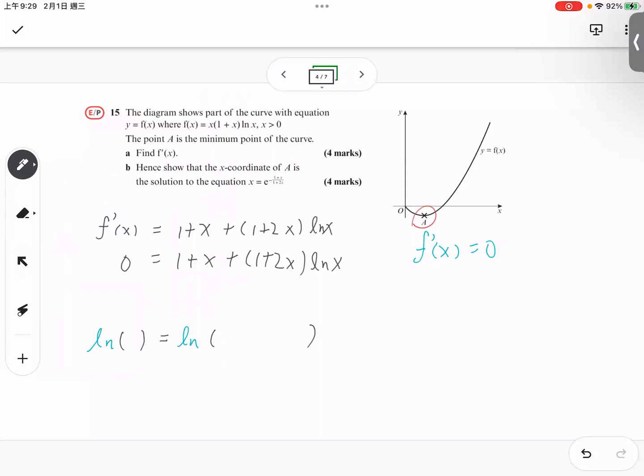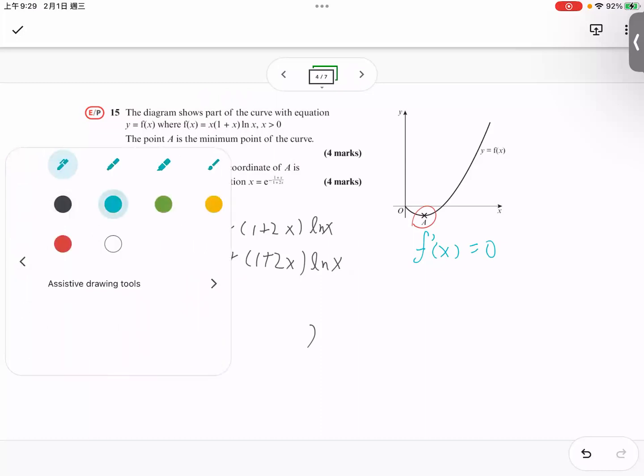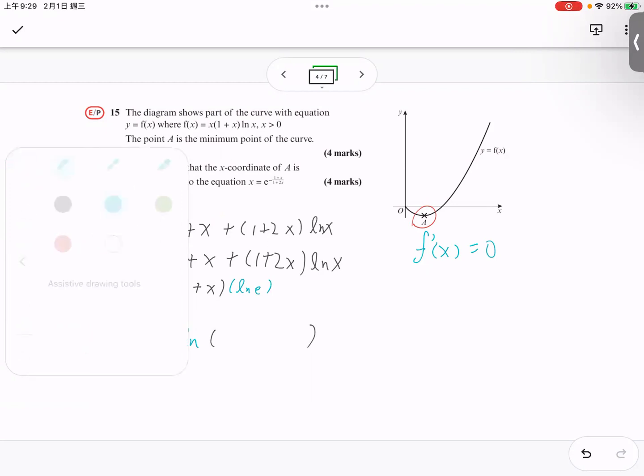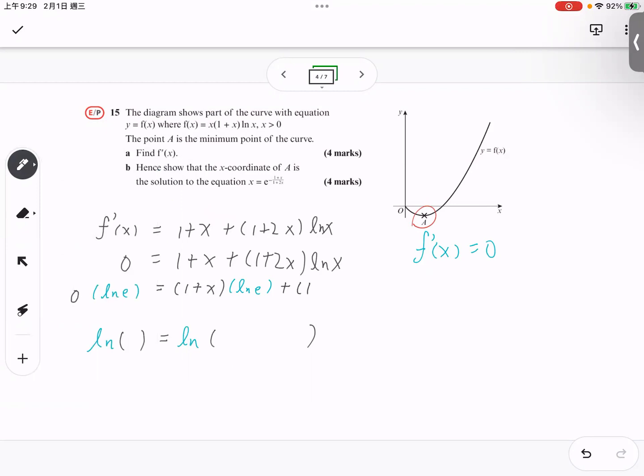First of all, for 0, we will add a natural log e here, because 0 times 1 is still 0. So it's okay to add something with log e there. After that, we will do the same thing for 1 plus x, with natural log e. Okay, this one is 1 plus x, natural log e. And then we will add 1 plus 2x, natural log x here.